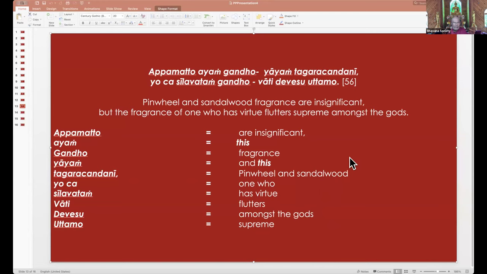Now let us see. Let me recite line by line. Then after that, I recite the whole stanza. Then we try to learn the meaning. This is very much similar to the previous stanzas.